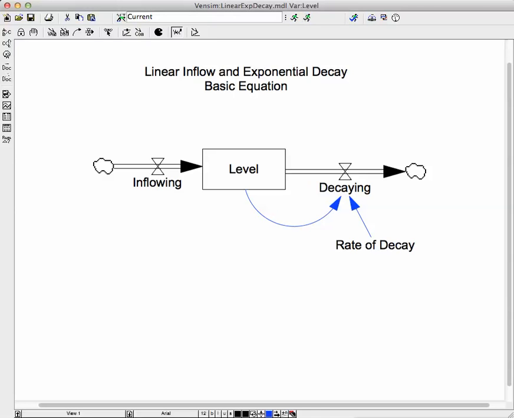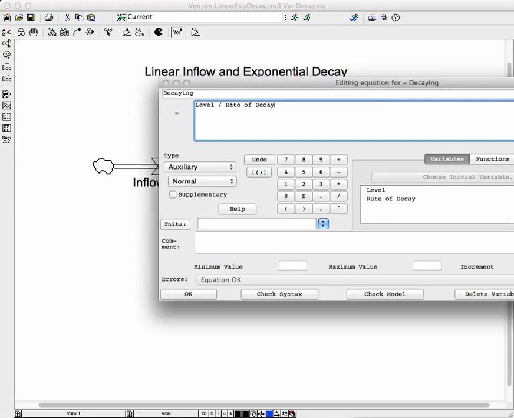Well, I used a rate of 5. You remember this equation? Level divided by the rate of decay. So if the level is 50 and the rate of decay is 5, then 50 divided by 5 is 10. So every time period, the outflow is going to be 10 if the level is 50.